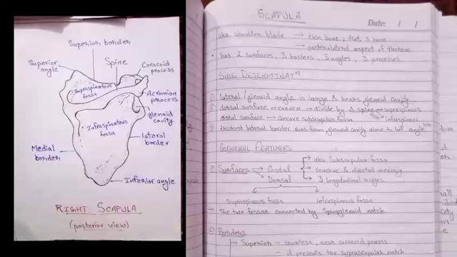Today we are learning about scapula, also called shoulder blade. Scapula is a flat triangular bone placed on the posterior lateral aspect of the thoracic cage, extending from the level of second rib to the seventh rib.